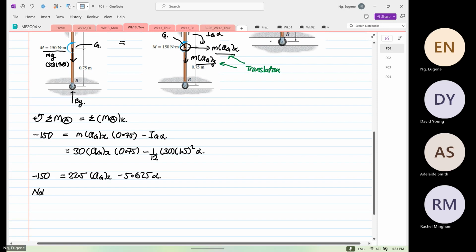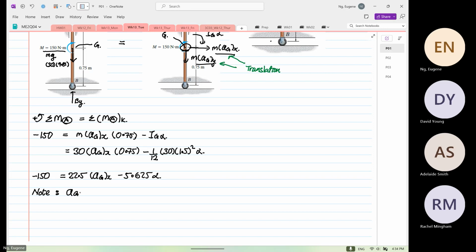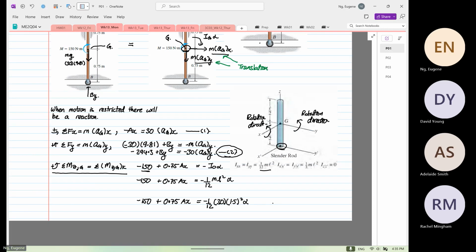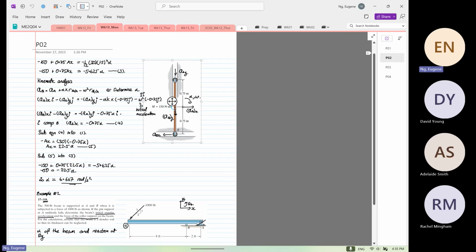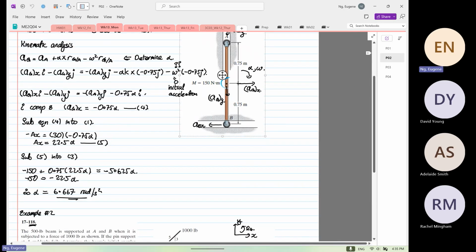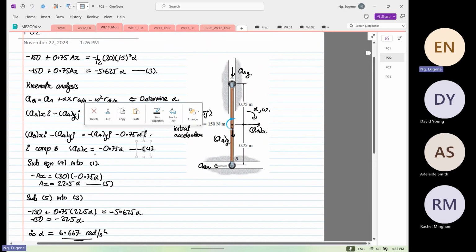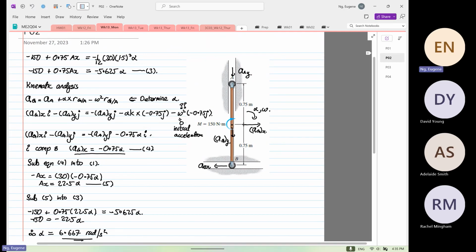Note that aGx is equal to, I can't remember now. So we found a relationship that aGx, can you remember? aGx is equal to 0.75 alpha. And this is from kinematics analysis. Okay, we found this relationship, so I'm not going to repeat this. So we know that aGx is equal to minus 0.75 alpha.